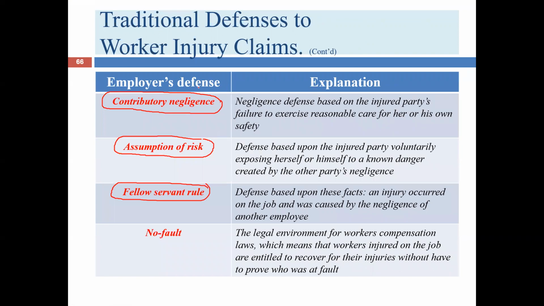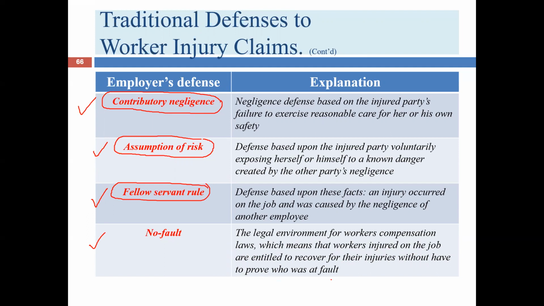So we've talked about contributory negligence. We've talked about assumption of the risk. We've talked about fellow servant rule. Again, if you haven't added this to your Quizlet, be sure to do so. This is our current schema if we're looking at workers' compensation. This is no fault. The legal environment for workers' compensation laws, which means that workers injured on the job are entitled to recover for their injuries without having to prove who was at fault.